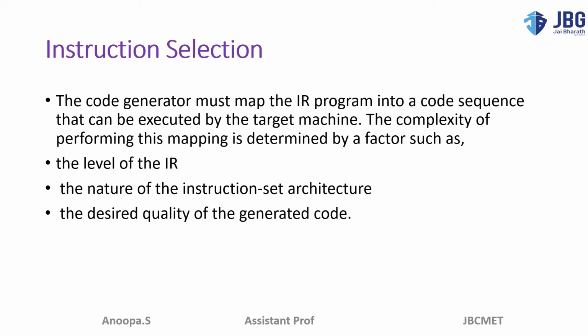So next is instruction selection. The code generator must map the intermediate representation into a code sequence that can be executed by the target machine. And the complexity of this mapping is determined by factors such as, one, the level of the intermediate representation. Next is the nature of the instruction set architecture, and third one is the desired quality of the generated code.